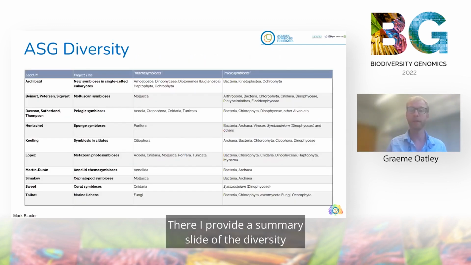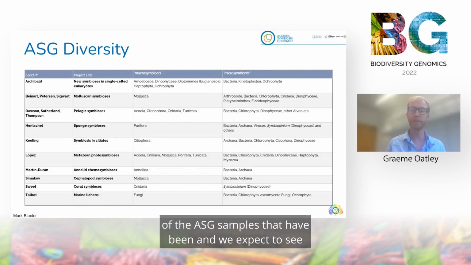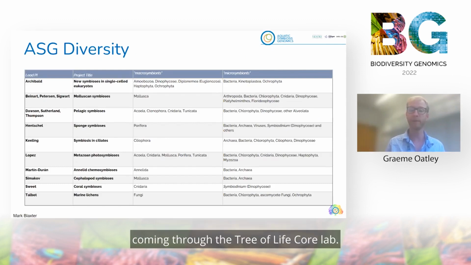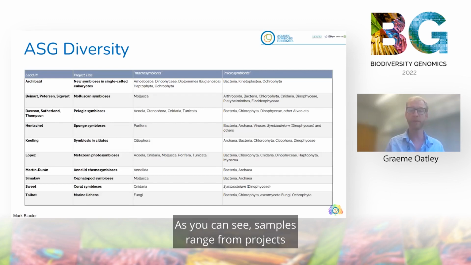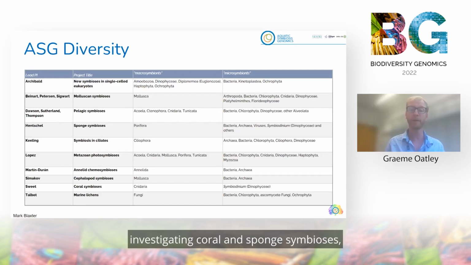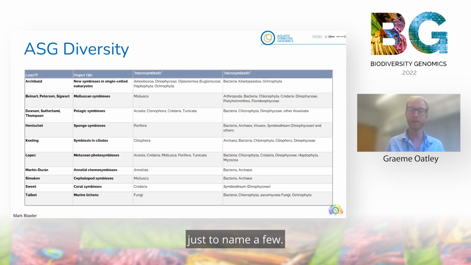Here I provide a summary slide of the diversity of the ASG samples that have been and we expect to see coming through the Tree of Life core lab. As you can see, samples range from projects investigating coral and sponge symbioses, marine lichens, and annelid chemosymbiosis, just to name a few. Once samples are collected, they are sent to the Sanger Institute and enter our genome engine pipeline.